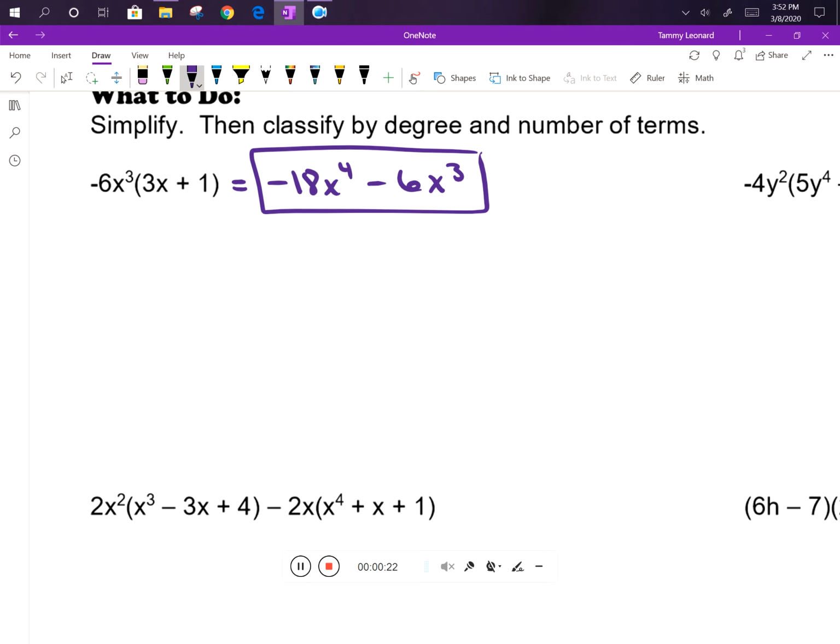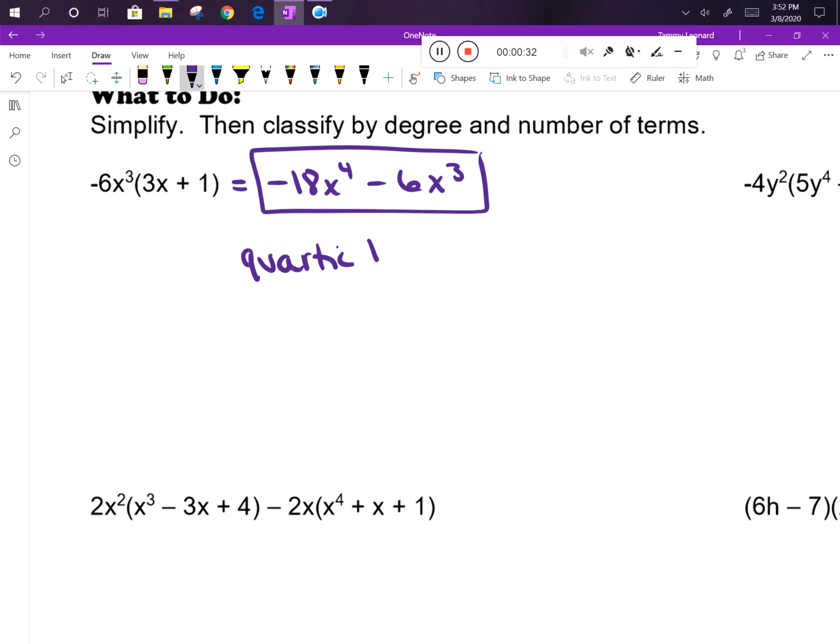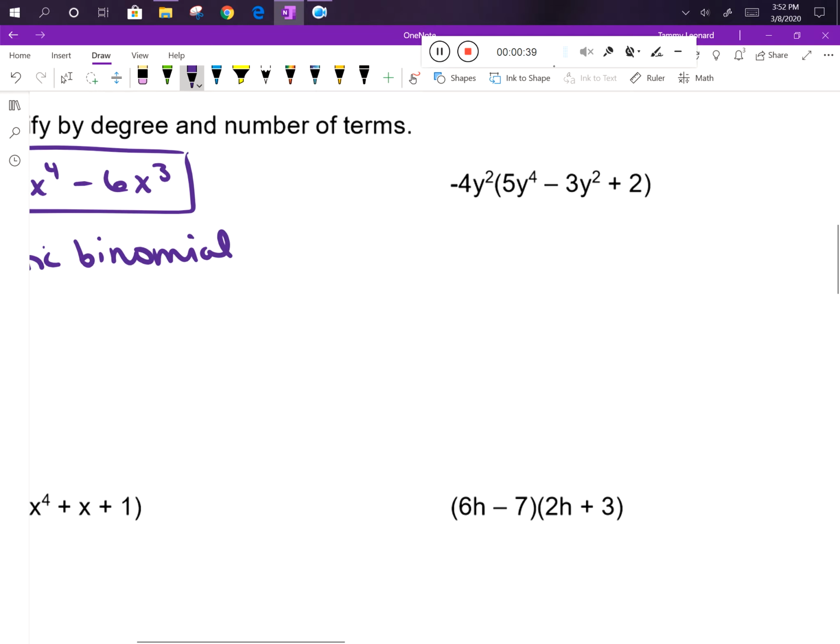That's already in standard form because the highest degree term comes first, so that one's done in terms of simplification. To classify it based on degree and number of terms, this is a quartic binomial. Quartic because it has a degree of 4, and binomial because there are 2 terms.